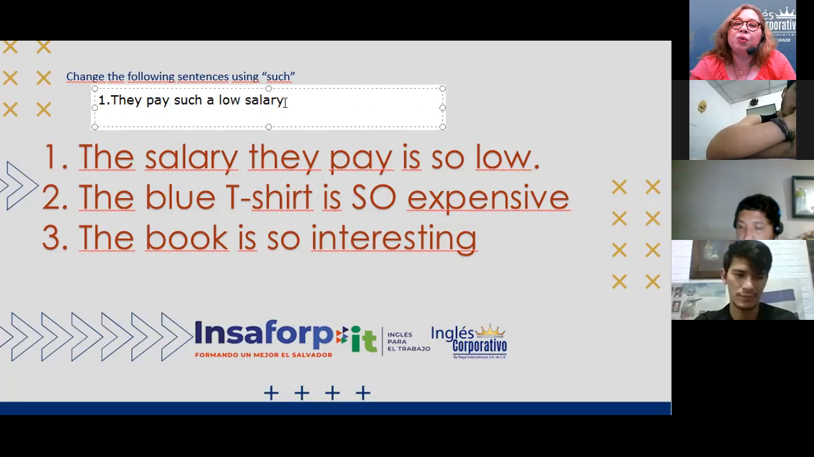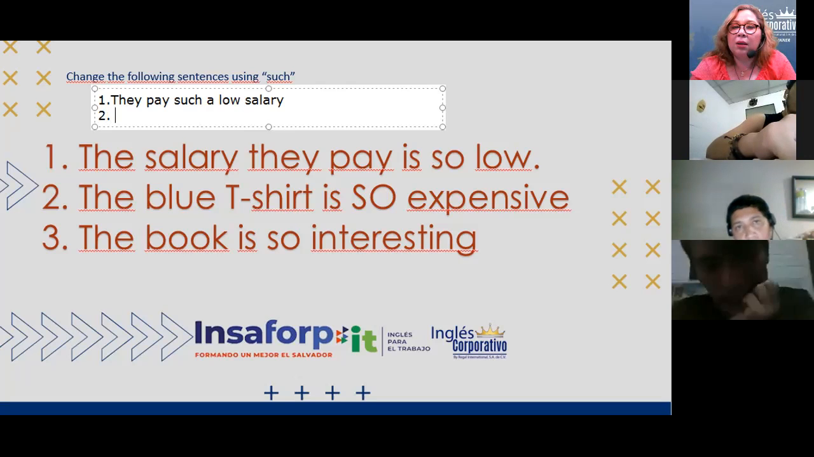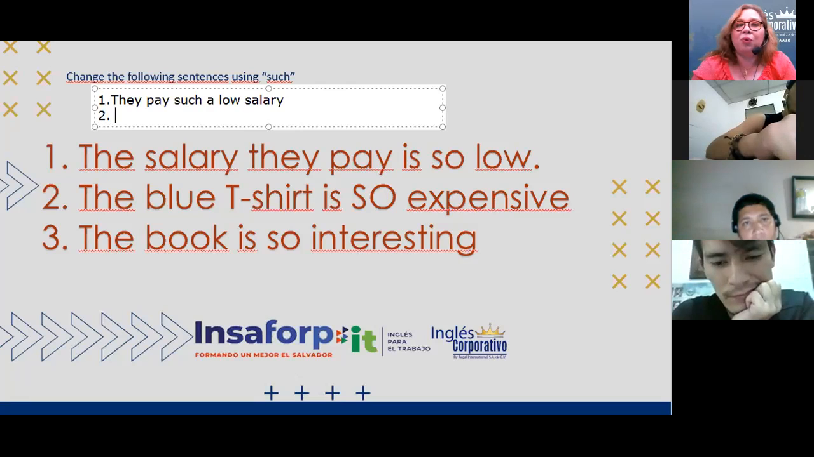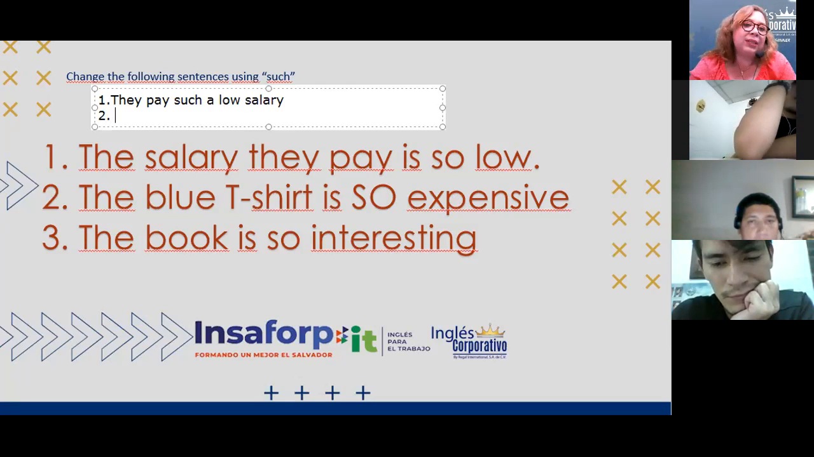A ver, number two. The blue t-shirt is so expensive. Pero sí estaría bien ocuparlo, estaría incorrecto. ¿El qué? El to be. No cabe porque el verbo que tenemos es pay. Claro que lo usamos en otra oración donde sí estamos describiendo, utilizando esa acción, ser o estar, ¿verdad? En este caso no, porque es pay, la acción que estamos hablando, ¿verdad? Ok.